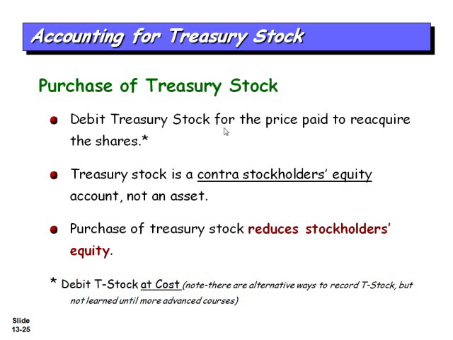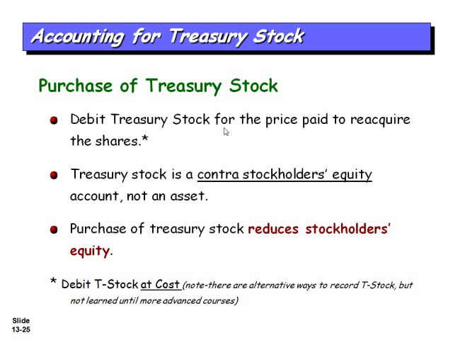Okay, what's the journal entry for treasury stock? Treasury stock, as I showed you earlier, is deducted from stockholders' equity. The stockholders' equity accounts, common stock, retained earnings, preferred stock, all have normal credit balances. You will debit treasury stock for the price paid to acquire those shares. So the normal balance for treasury stock is debit. Treasury stock is a contra stockholders' equity account. It is not an asset. It's got a debit balance, but it's not an asset. It's a contra stockholders' equity account.